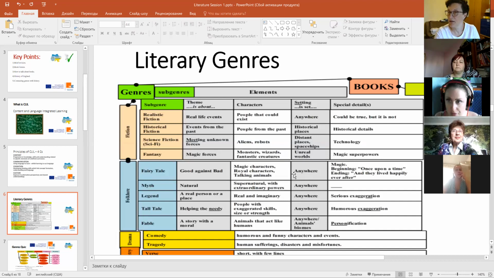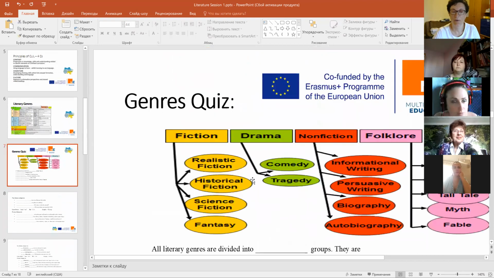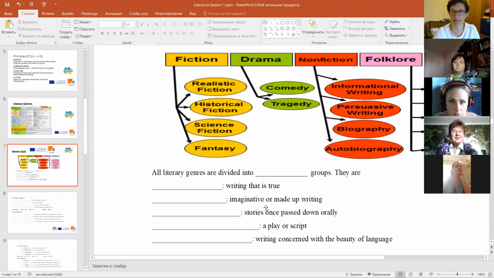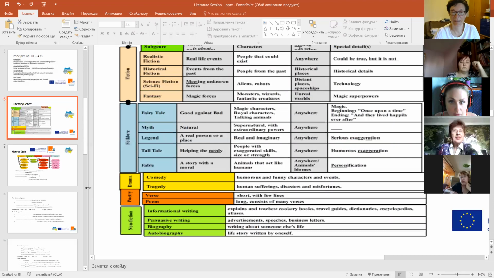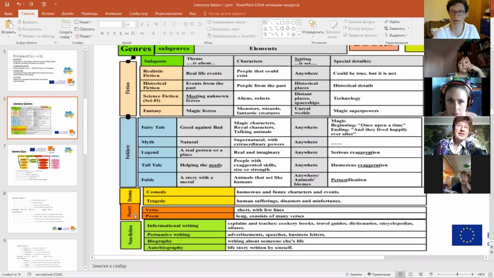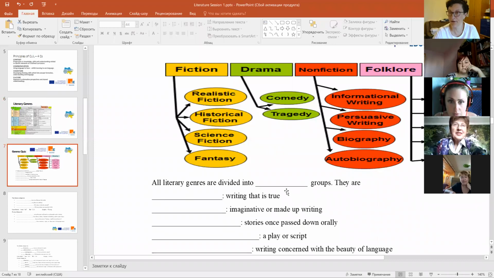You can compare them using the characters, the themes, the setting, the main genre, the subgenres, lots and lots of thinking operations. They are here when we talk about literary genres. Okay, now a very short quiz. So all literary genres are divided into how many groups? Who remembers? 5. Yeah. So they are divided into 5 groups.